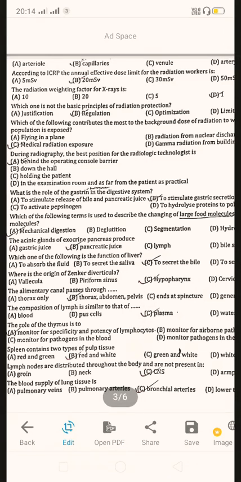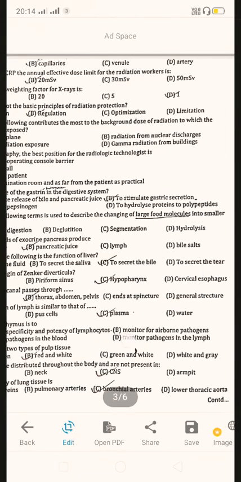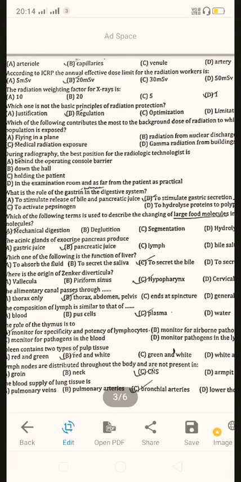Okay. And then, which of the following is a function of the liver? To absorb fluid, no, it is not its function. To secrete saliva, no, that is the secretion of the salivary gland. To secrete bile, it is the correct answer. To secrete tears, that is the lacrimal gland, so the correct answer will be C.